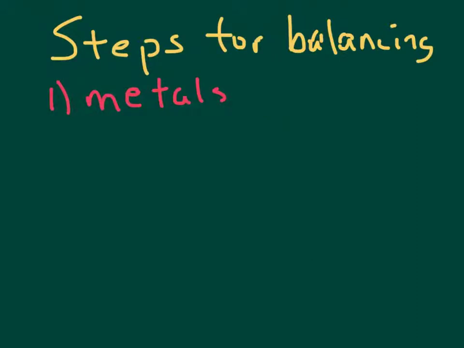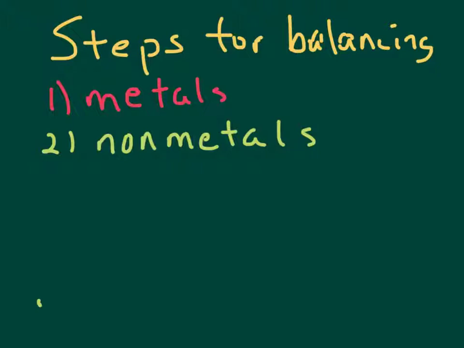First thing you want to do is balance your metals. Now, where are the metals? Well, look on your periodic table and you can find them. So if you have any metals in your equation, you want to start with the metals and do all the metals before you do anything else. That's first. The next thing you want to do clearly will be your nonmetals. That's what's going to be left, isn't it? All right, so go through, pick out your nonmetals, and work with them next.